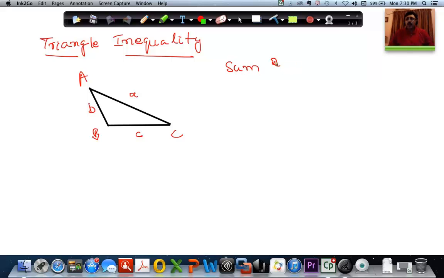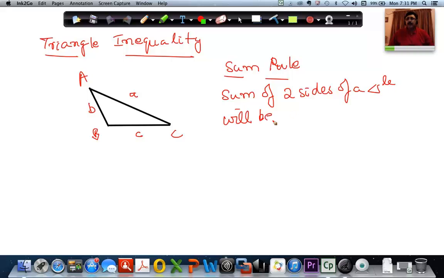Now, the sum rule is as follows. It says that the sum of two sides of a triangle will be greater than the third side. Sum of two sides means the sum of the lengths of two sides. Length is a word I just omitted, but what I mean is the length of the two sides.